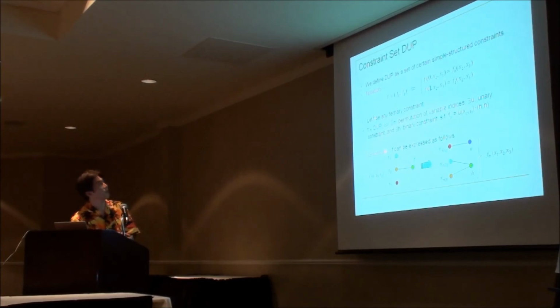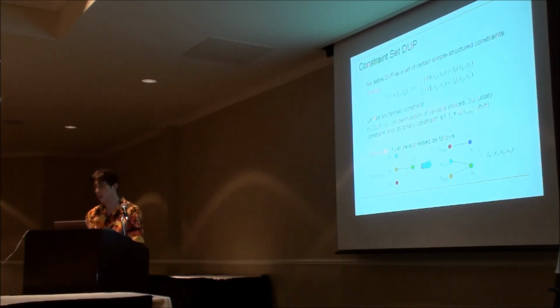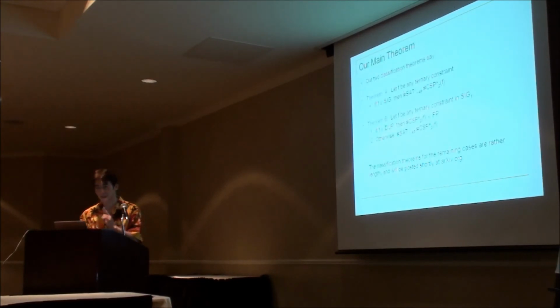Now I introduce one more set of constraints here. If you take a look at a graph like this one, f belongs to DUP, which represents a duplication. If f belongs to DUP, then f can be factorized into two functions, one of which has to be unary. But this is the last slide here. And finally, I reached my result.